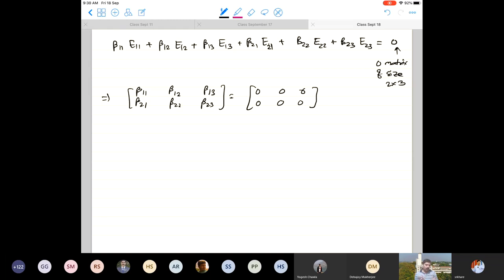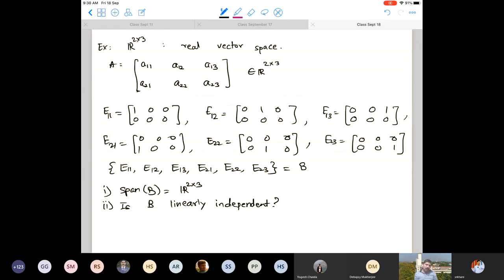Because if two entities are equal, A is equal to B, then A minus B equals 0. So if A minus B is equal to 0, in this case A minus B is a 0 matrix of the set 2 by 3. So these two things are equal. That means that all the beta i's have to be equal to 0. And the same logic you can apply to show that they will span the entire space R23.